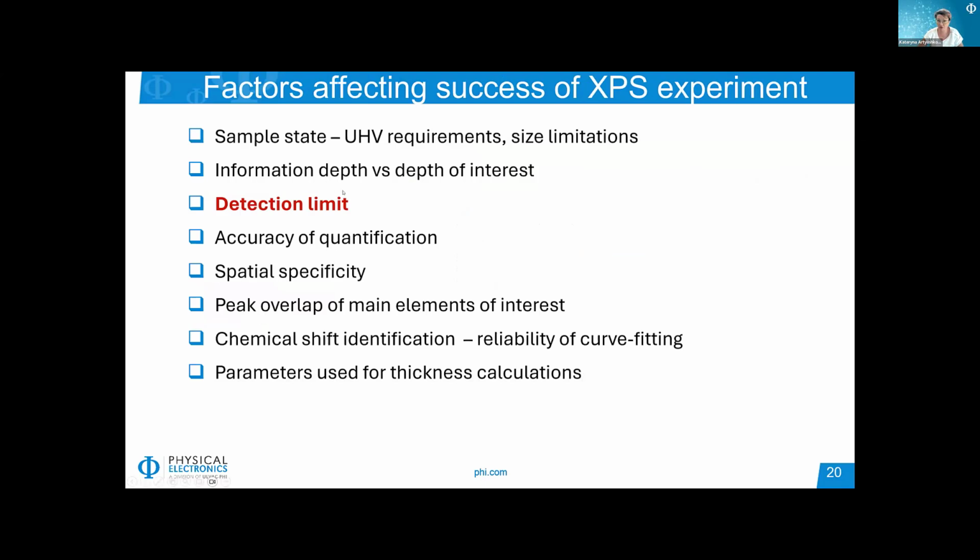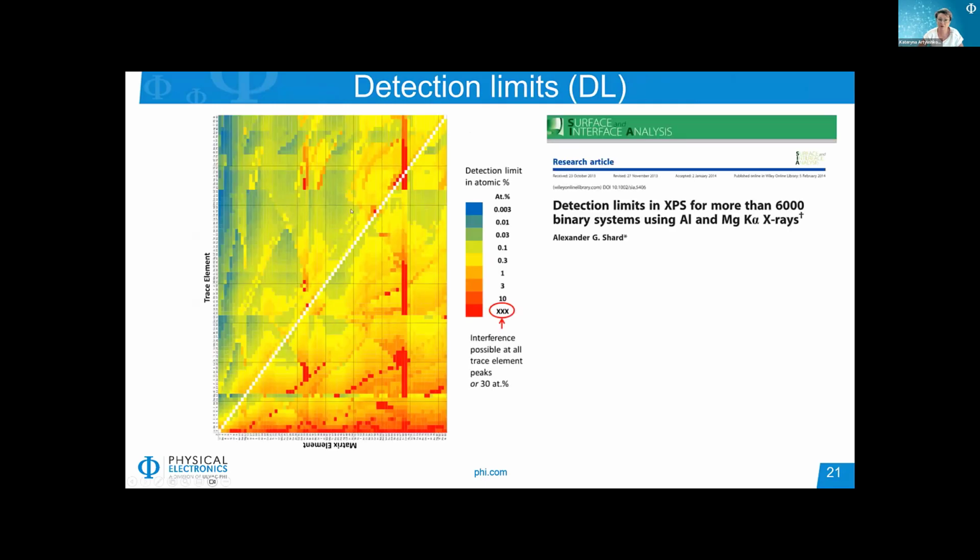Now let's talk about detection limits. If you have a sample with certain contamination or doping, a customer brought you a sample, and they would like to confirm that you can detect that contamination or dopant, whether you can do it with XPS. Usually when you report a big number, what is the XPS detection limit? It's usually put between 0.1 and 1%.